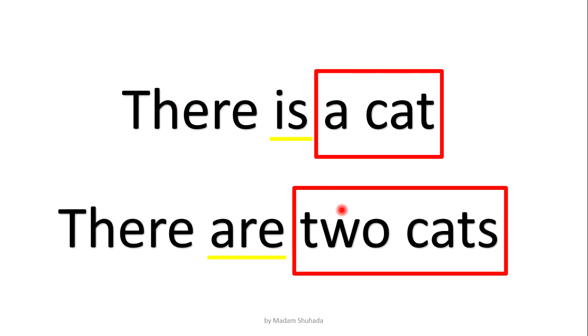There are 2 cats. Again, I repeat. Whether we use is or are in the there sentence is determined by the agreement. In the first sentence, the agreement is singular, so we use is. In the second sentence, the agreement is plural, so we use are.